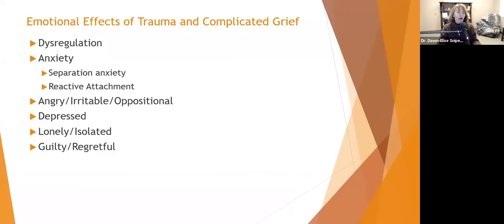Angry, irritable, or oppositional. A lot of times children who are depressed or anxious express it this way. They're trying to get somebody to help them get control. They're trying to get control somehow. Depressed, lonely, isolated, guilty, and regretful. So we see a lot of the stuff that we typically see in adults can emanate from the beginnings happening back when the child initially failed to form a healthy initial attachment.